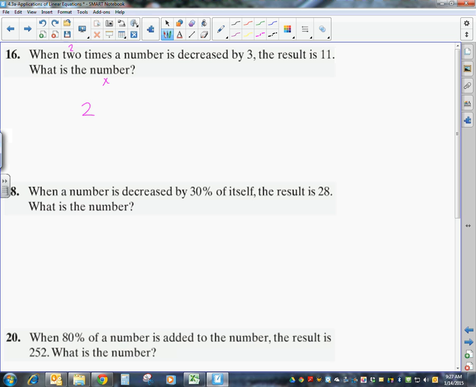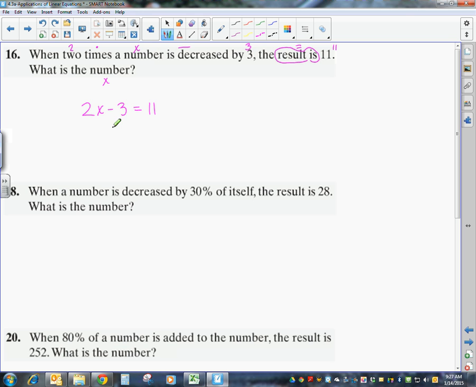Actually, I might write it on top of it. You have 2 times, which is, of course, multiplication. A number we just said was x is decreased by, that means I take this number and I decrease it by 3. So that means I'm going to subtract 3. And the result is, okay? Whenever you see "result is", or often "is" not followed by anything else, that's your equal sign, 11. So there's my equation right there: 2x minus 3 equals 11.